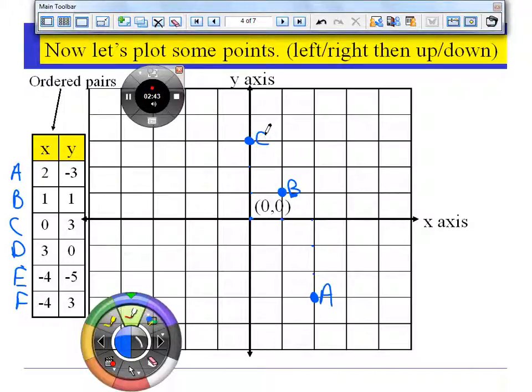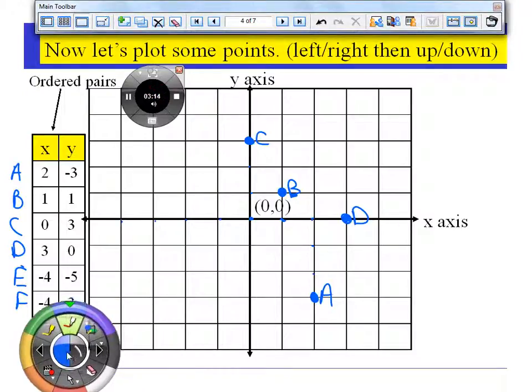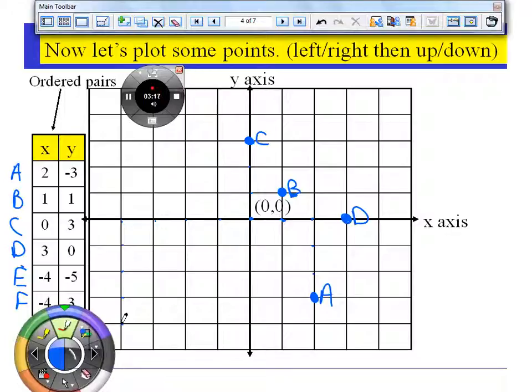Then I go to the next point. It's 3, 0. So I go over 1, 2, 3. I put a dot right there, 3, 0, and I'm labeling it D. And then E, that's negative 4, negative 5. So I start right here at the origin, and this time the x is negative, so I go 1, 2, 3, 4 to the left, and then I go down 5. 1, 2, 3, 4, 5. So it's down here. And so I'll label that point E.